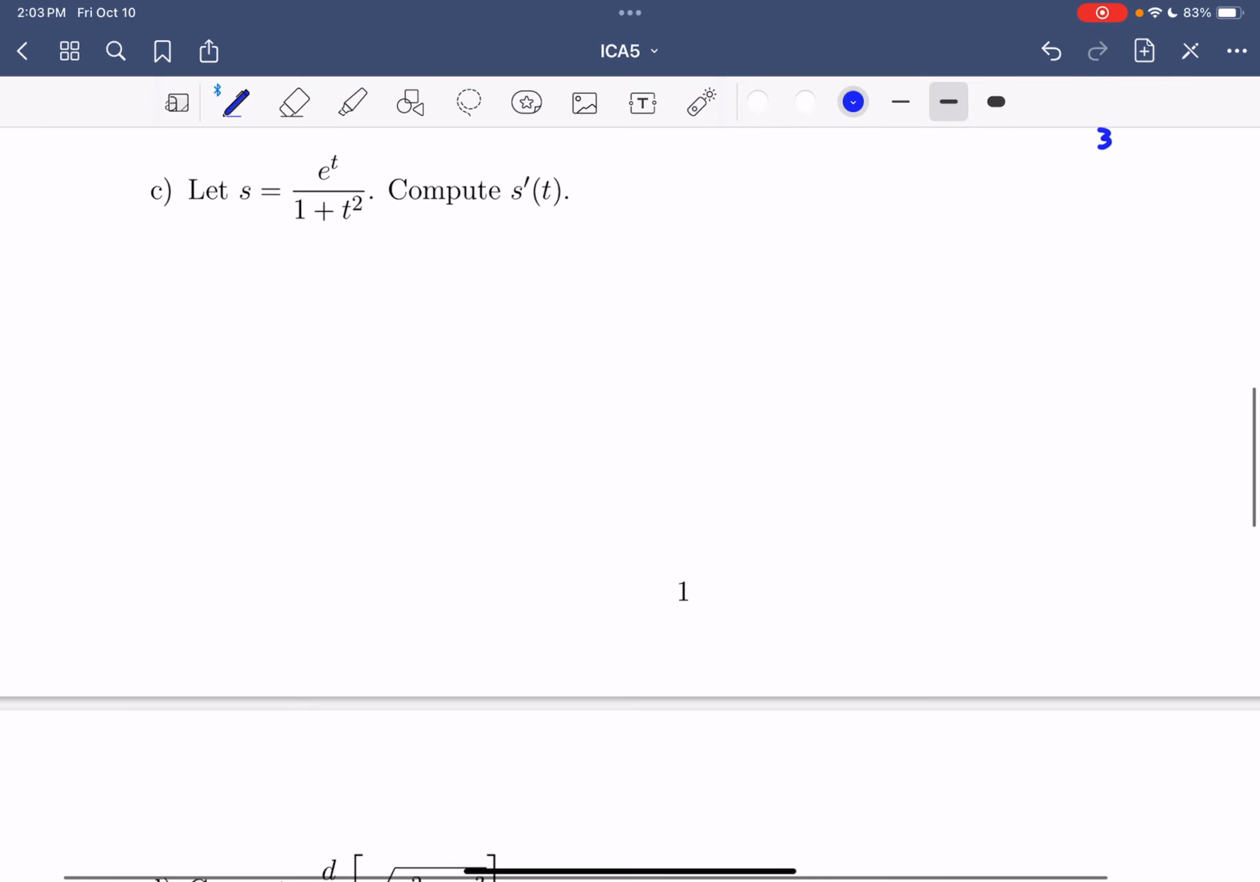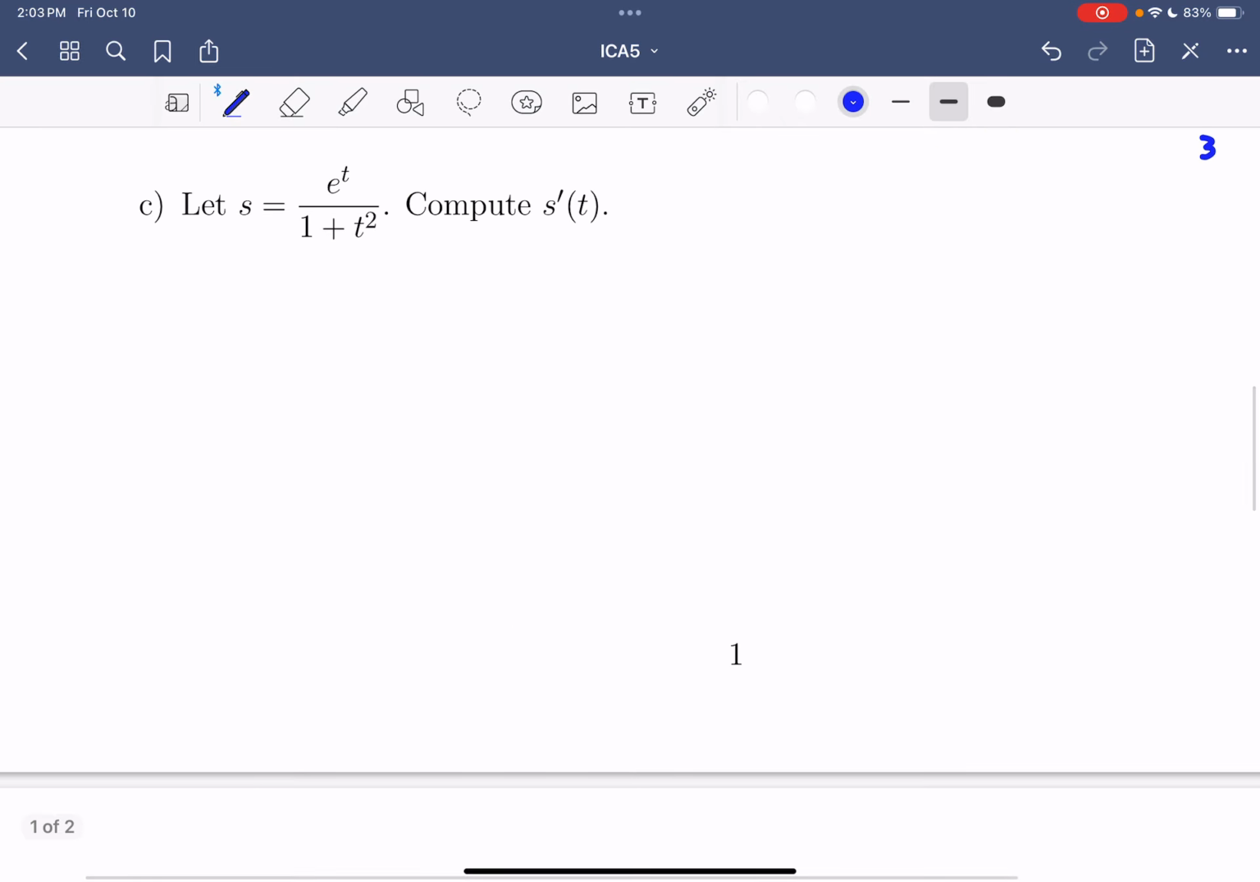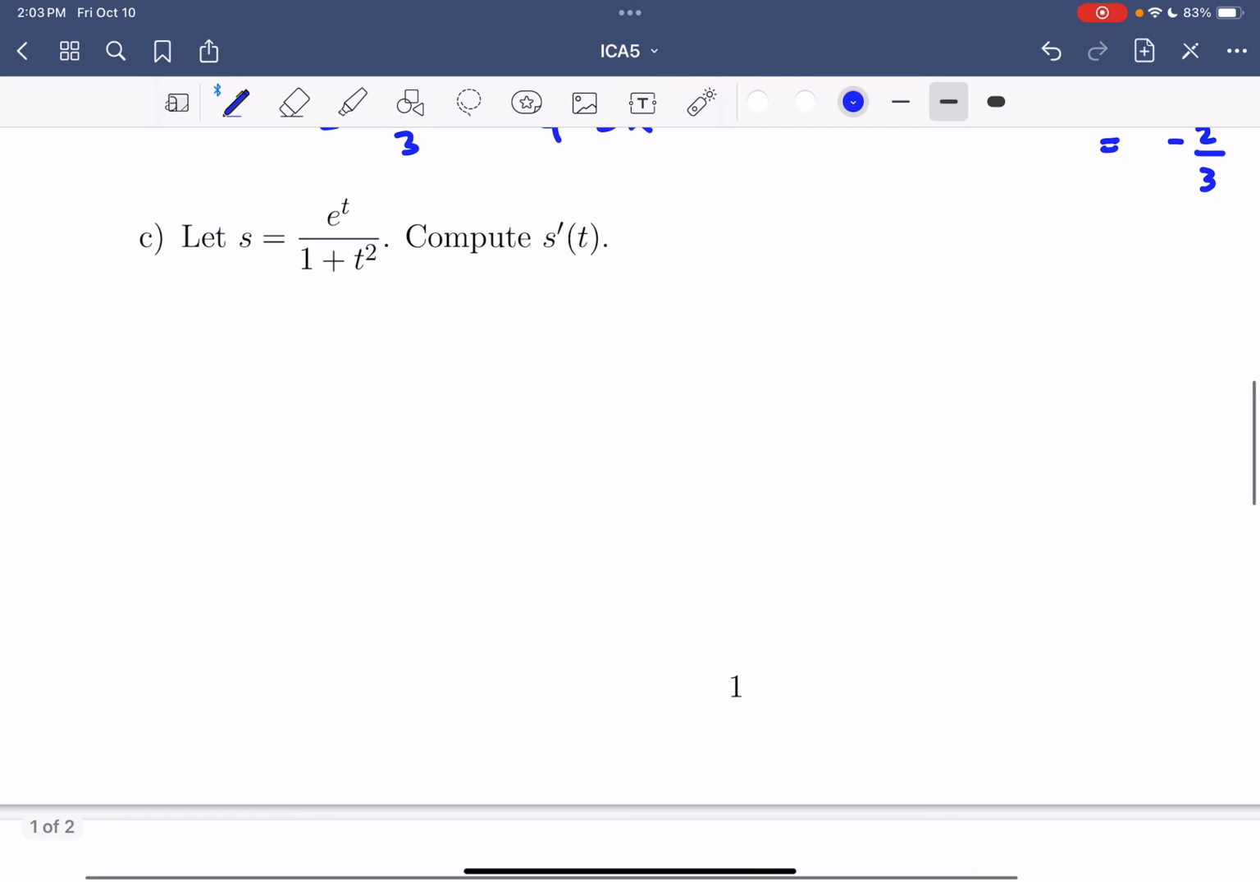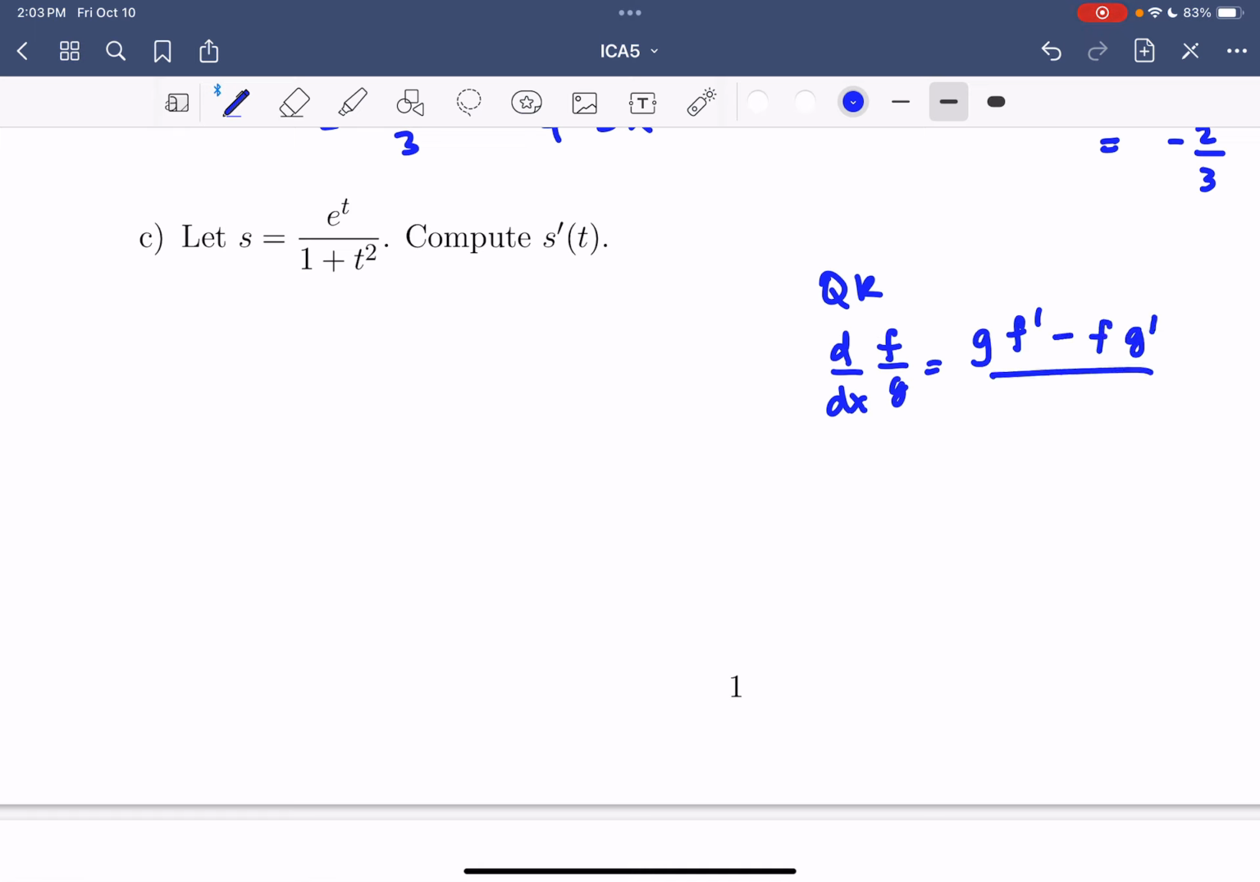Okay. Now for C, I see a fraction. The moment I see a fraction, I know that I have to use the quotient rule, right? And the quotient rule goes, if I have the derivative with respect to x of f divided by g: bottom, derivative of top, minus top, derivative of bottom, over bottom squared. Or low d high minus high d low. Draw a line and square the low.